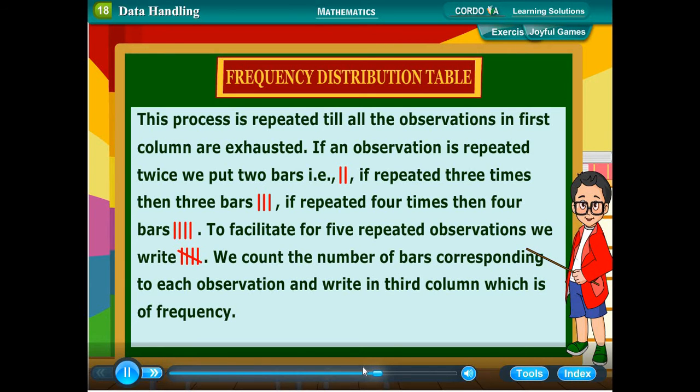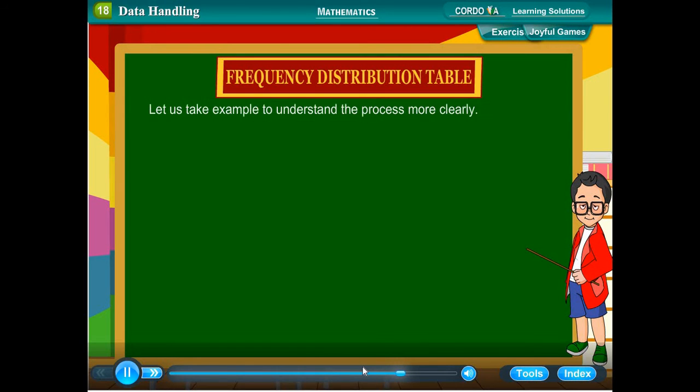If an observation is repeated twice, we put 2 bars, if repeated 3 times, then 3 bars. If repeated 4 times, then 4 bars. To facilitate, for 5 repeated observations, we put a cross bar. We count the number of bars corresponding to each observation and write in third column, which is of frequency. Let us take examples to understand the process more clearly.